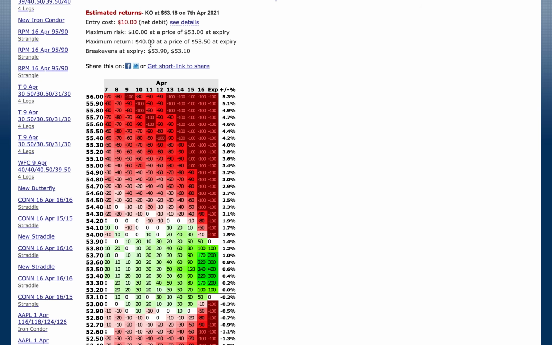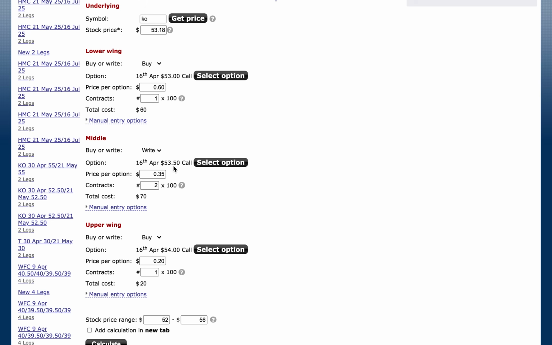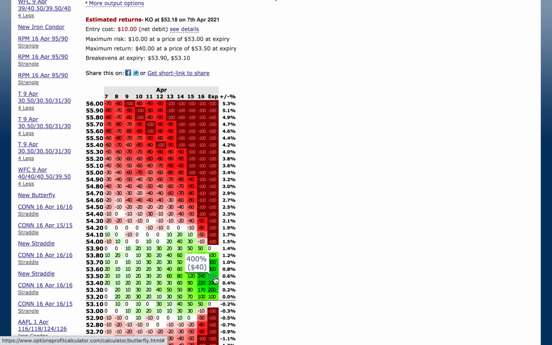Now, if we want to do our max return, let's focus on expiration date. For our max return on expiration date, we want the price of the stock to be the same as the strike that we chose for the calls that we sold. That's why we set it up that way. We want it to be 53.50 on expiration date to make our max possible profit here, which as you can see is $40, which would be a 400% return, right?